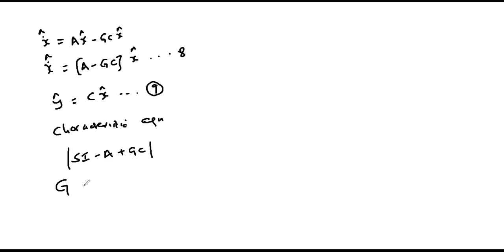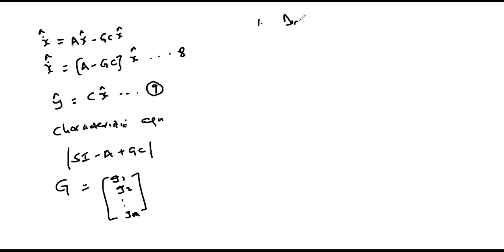The matrix G will be an n by 1 matrix defined by G1, G2, all the way to Gn. To determine the feedback gain matrix G, we can use three methods, just like in the pole placement design.